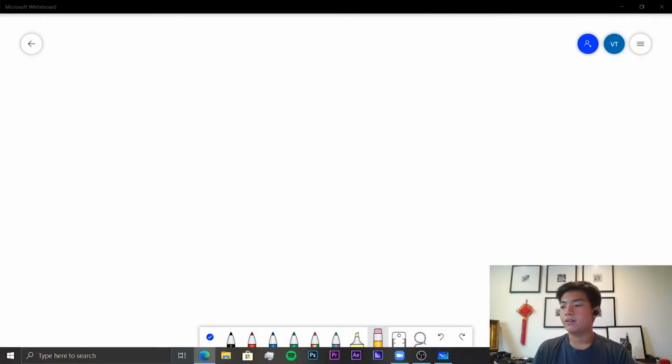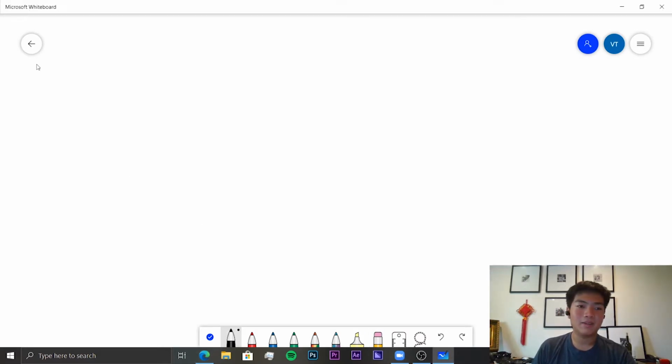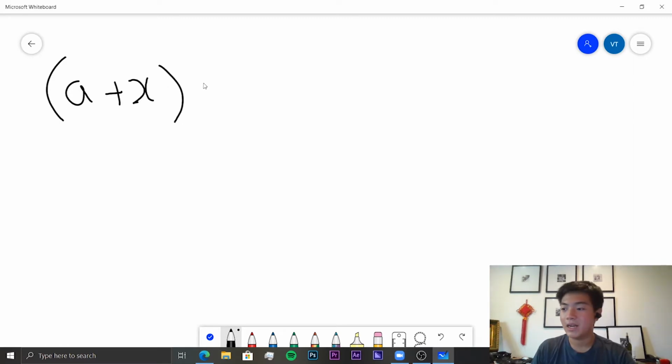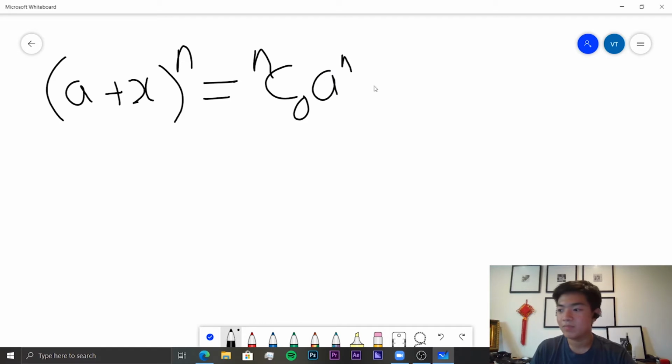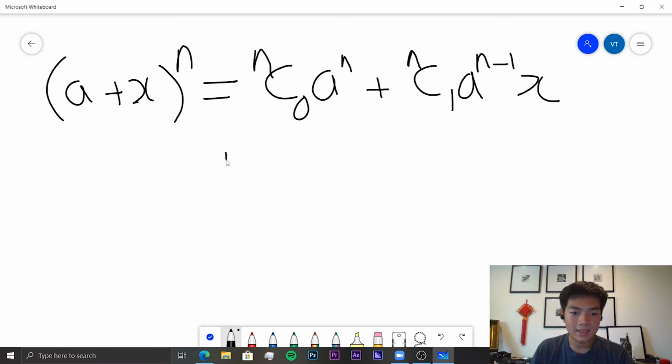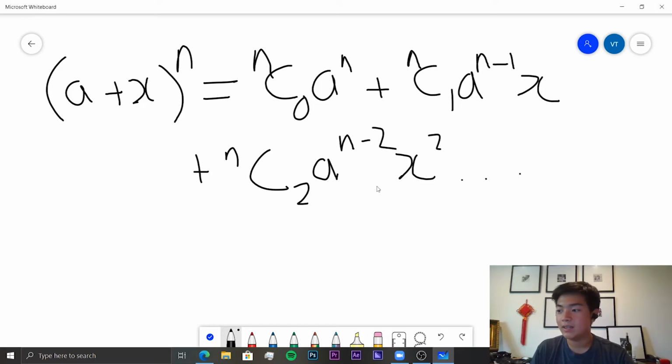So, first of all, what is the binomial theorem? At least the basic binomial theorem states that if you have an integer a and a number x, and you raise (a plus x) to the power of n, it's equal to n choose 0, a to the n, plus n choose 1, a to the n minus 1 x, plus n choose 2, a to the n minus 2 x squared, and so on until n choose n x to the n.